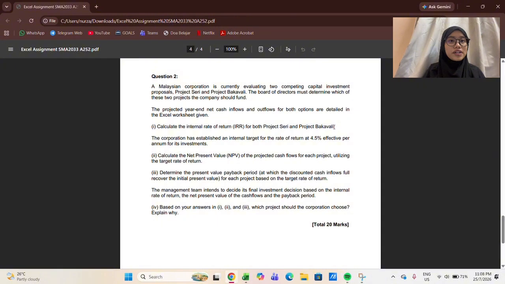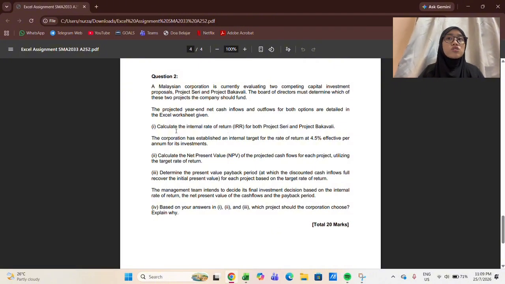So now let's move to question 2, which involves a capital budgeting analysis evaluating two mutually exclusive projects, Project Zairi and Project Bakabali. To evaluate this investment rigorously, we apply three core evaluation metrics in Excel: NPV, net present value, internal rate of return IRR, and discounted payback period.